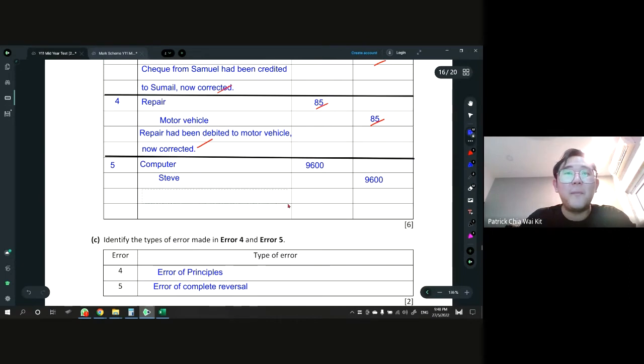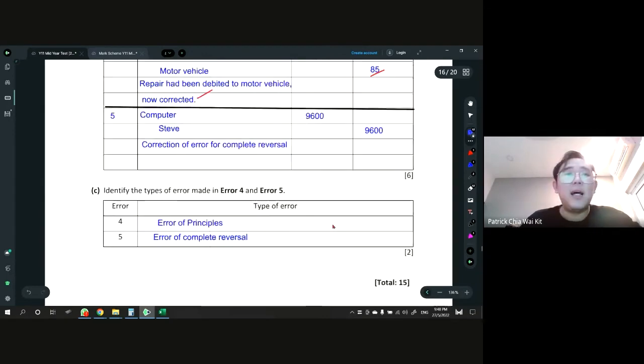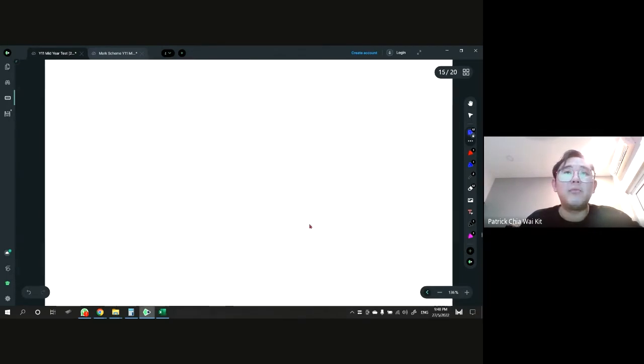Okay, you can just say correction of error for complete reversal. Okay, but you must give the correct name. If the name is wrong, then your narrative is gonna be GG. Okay, so this one is quite risky. So I don't recommend this. I'd rather you copy the whole thing than put the word now corrected. Alright, so that is how we do all this non-suspense, which is post CC.